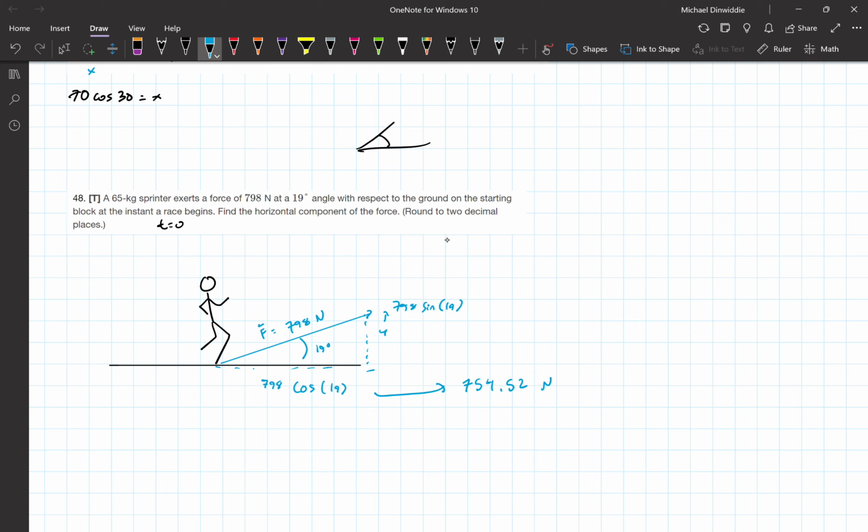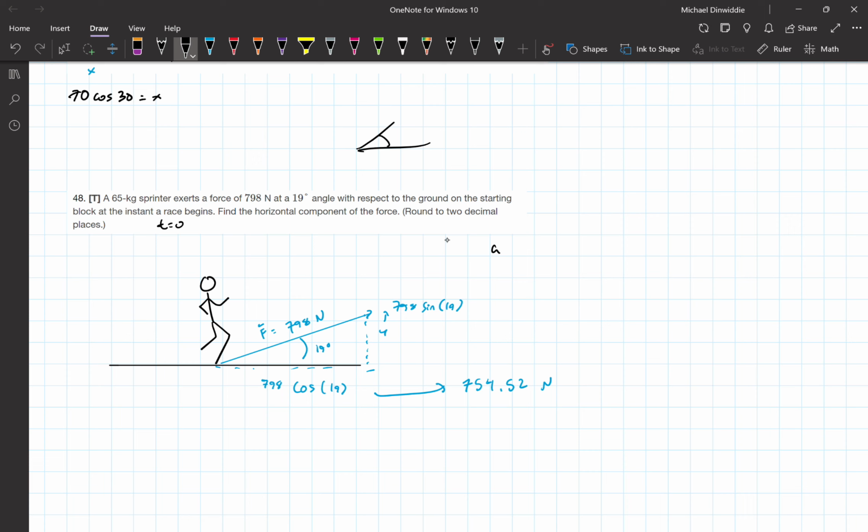754.52 newtons. And this is a great little check too, because this actually makes sense, right? If we have someone who's trying to run forwards, most of the push should be in this direction, right? If you push too much up, you're just going to end up jumping instead of running. So we want to run and not jump, so the x component should be big and take up most of that 798.